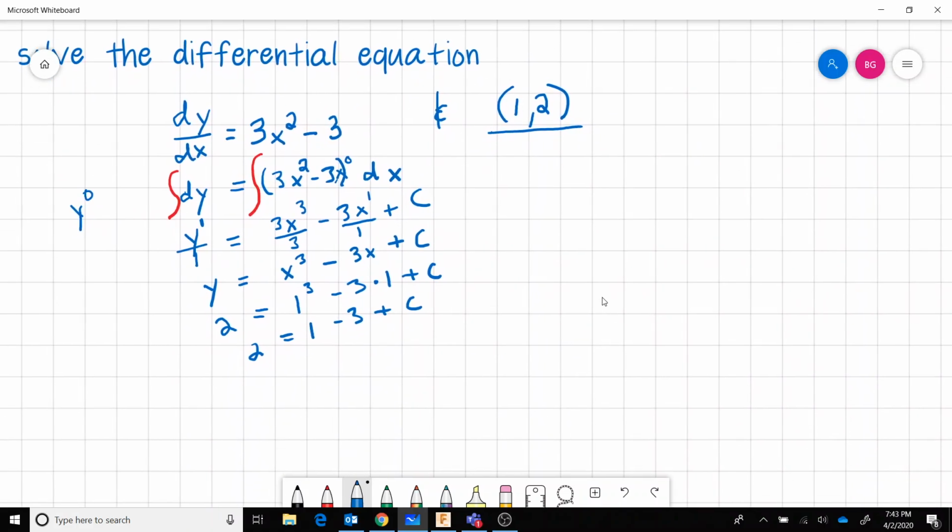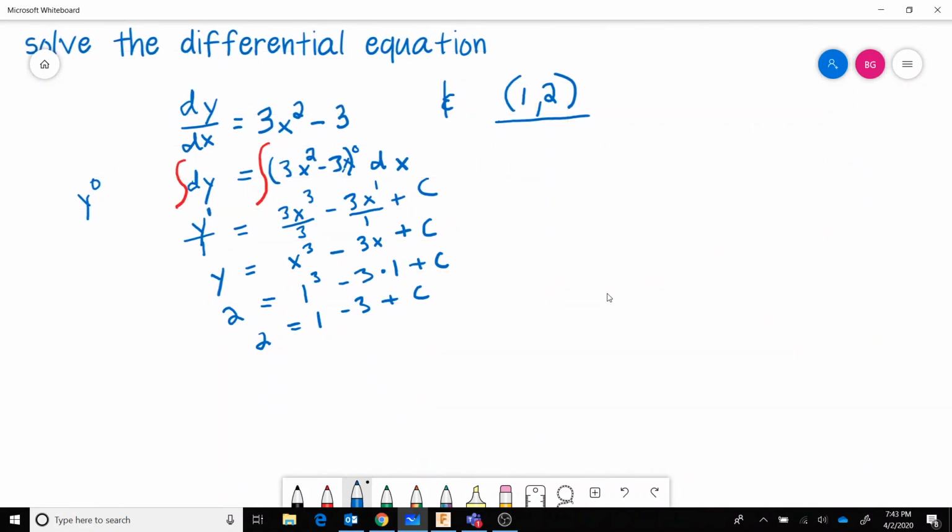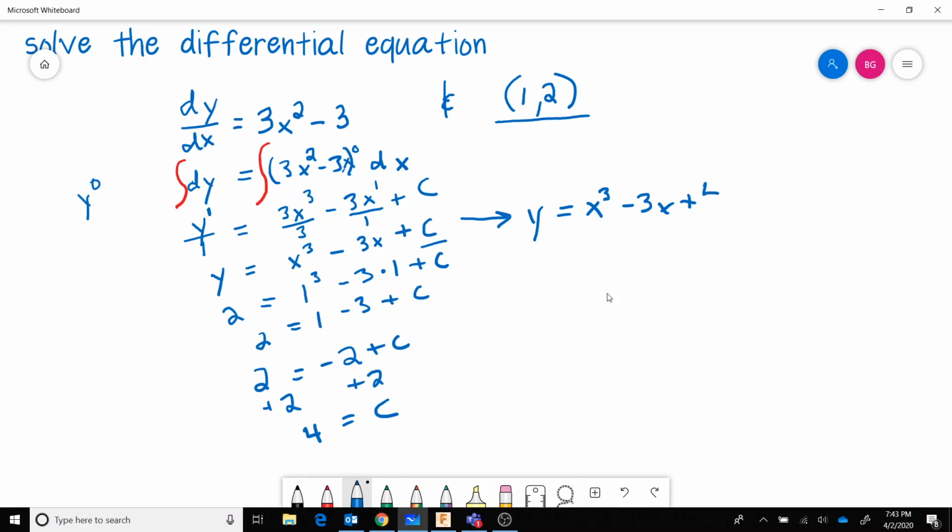Let's get a little more space here. And I have 2 equals minus 2 plus C. Let's add 2 to both sides, and I get 4 is equal to C. So the actual solution to this problem is y equals x cubed minus 3x plus C, and the C right here is actually 4.